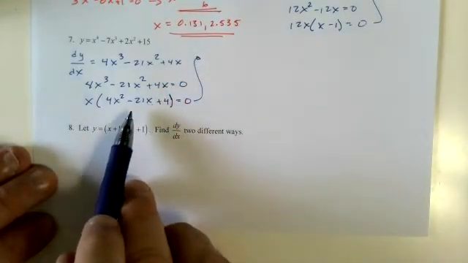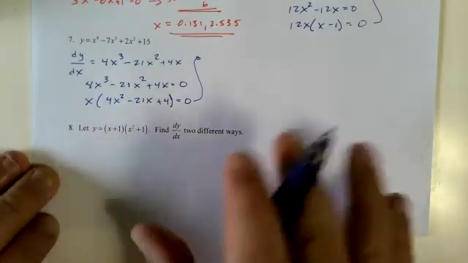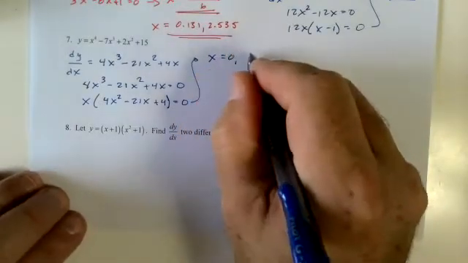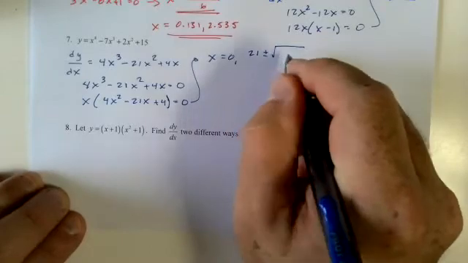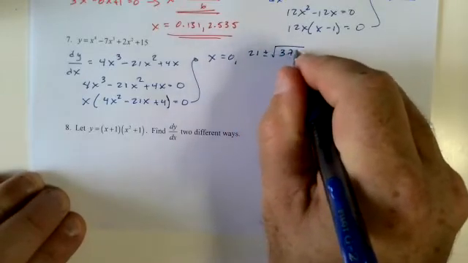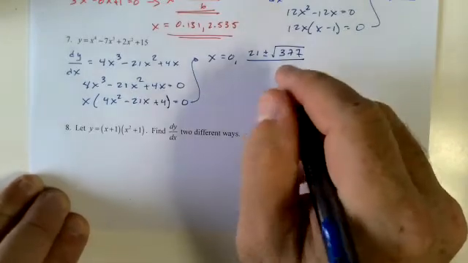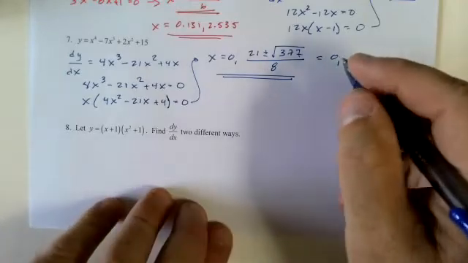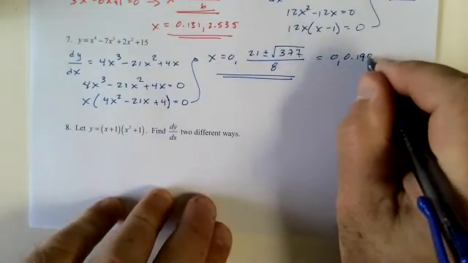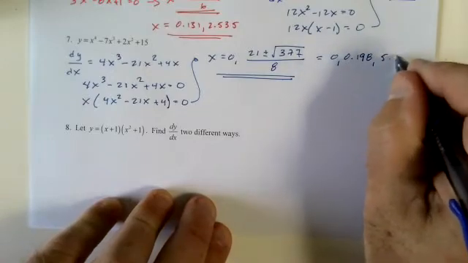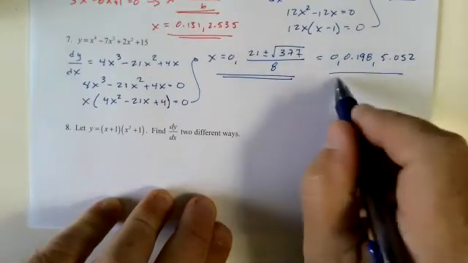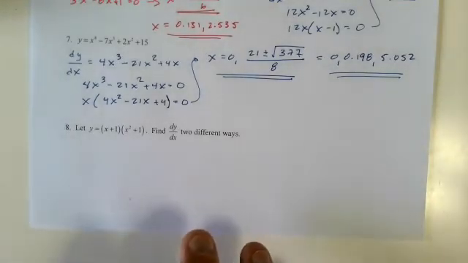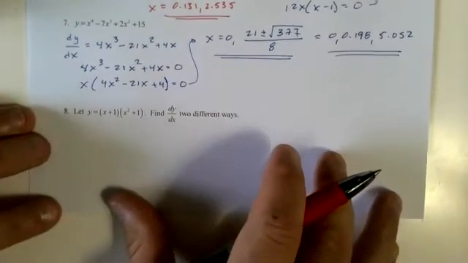Using the quadratic equation again, because this doesn't factor, I get three decimal places. All right, now let's find dy/dx two different ways.